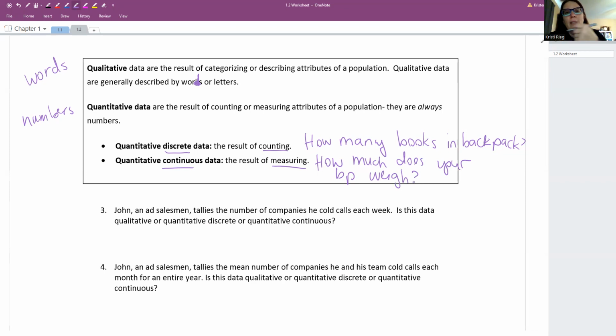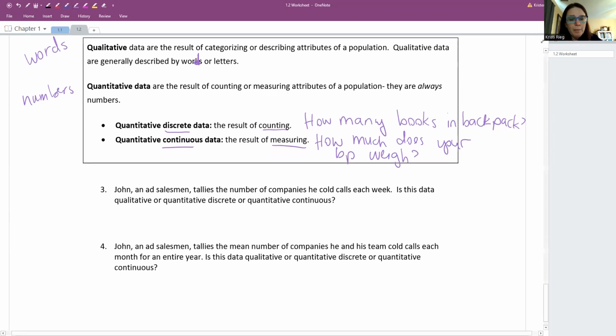Your backpack could weigh 10.5 pounds, but you shouldn't have 10.5 books in your backpack. I suppose if you ripped one in, okay, we're just going to be realistic. Nobody's carrying around half a book. So if you count your books, you're going to get a whole number. But if you weigh your books, you might get like 10.2 pounds or something like that, depending on how your scale measures things. So continuous is that decimal value, something that you use a tool to measure, a ruler, a watch, a scale, something like that. Discrete data is something that you count, and it's going to be a whole number.